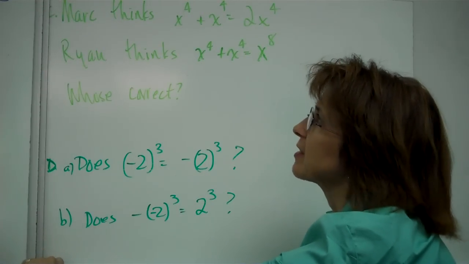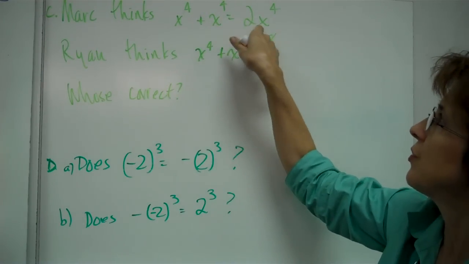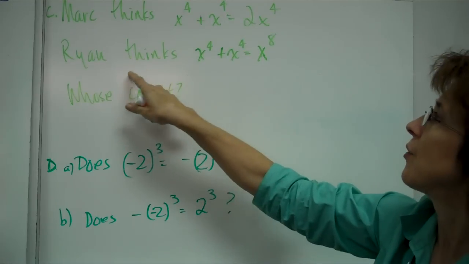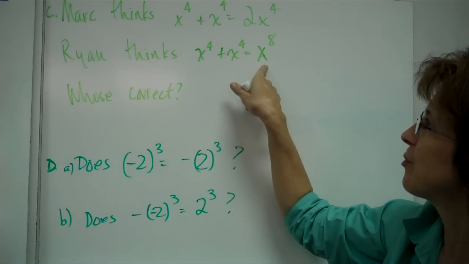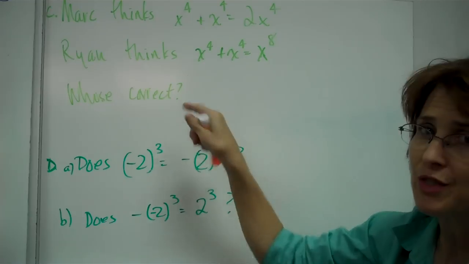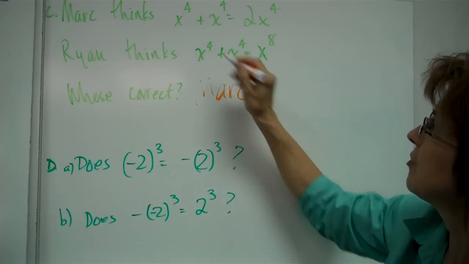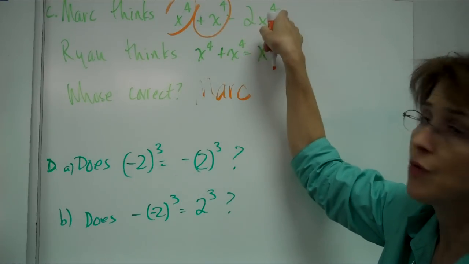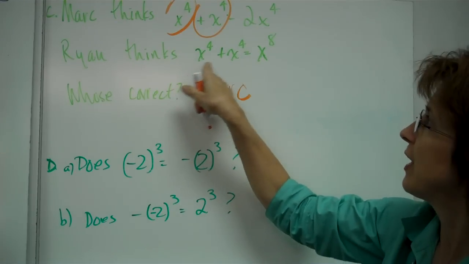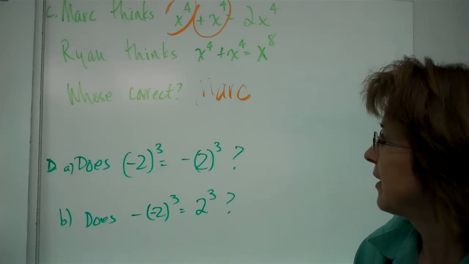Okay, last page, last board. Okay, Mark thinks x to the 4th plus x to the 4th is 2x to the 4th. Ryan thinks that x to the 4th plus x to the 4th is x to the 8th. Kind of what we just did. A little bit of a different kind of problem. Who's correct? Well, who did we just learn about just now? Mark. Mark is right, because they are like terms, and we added them together. So 1 plus 1 is 2, 2x to the 4th. And Ryan is thinking of it being multiplied, but they're not being multiplied, they're being added.